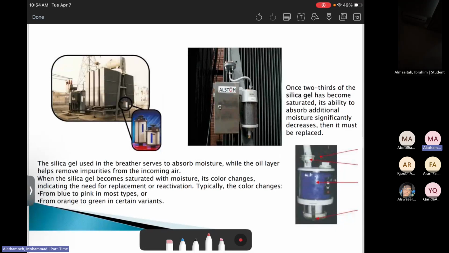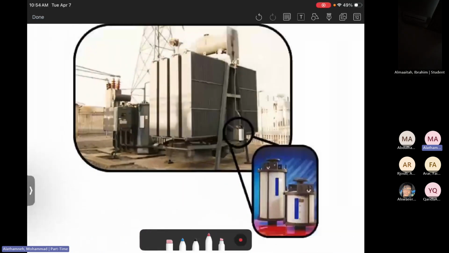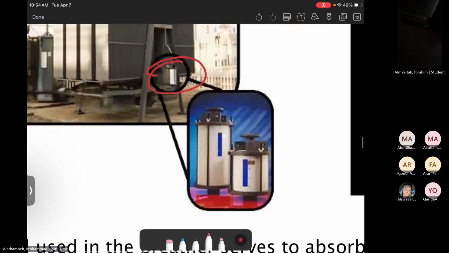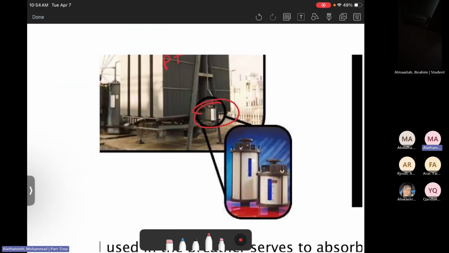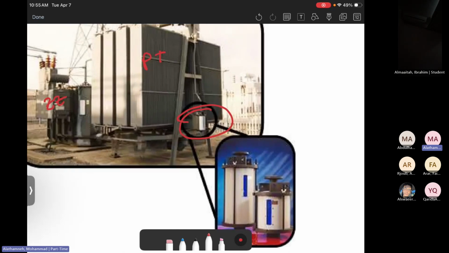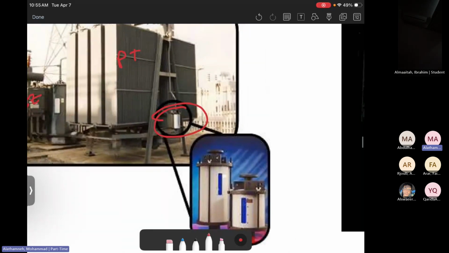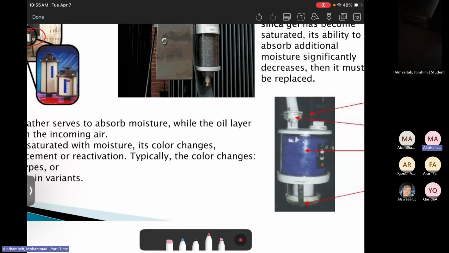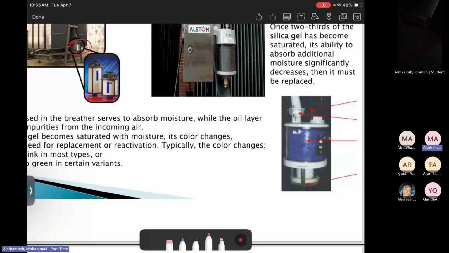So, again, here is the main tank of the transformer. This is the power transformer. This is the other one, the auxiliary transformer or the zigzag transformer. This is the breather here in cylindrical shape. It's very small and cylindrical, and you will see it at the very bottom edge of the transformer. Then you will see it in purple color, or I would say blue color. This means it is absorbing the moisture.